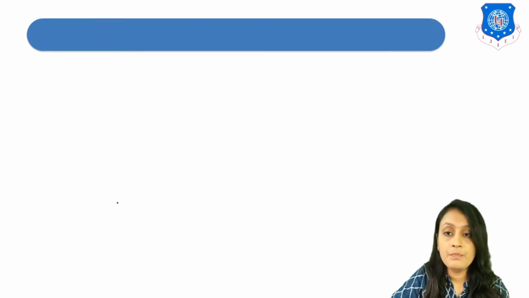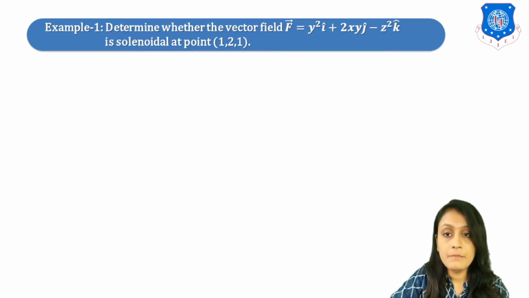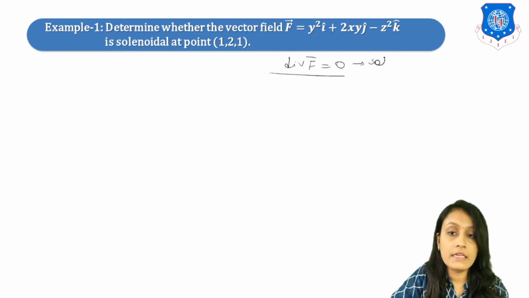Now let's discuss the example. Determine whether the vector field f bar is equal to y square i plus 2xy j minus z square k is solenoidal at point (1, 2, 1). Whenever we are asked to show the vector field is solenoidal, what we have to show is that divergence of this f bar is equal to 0. If we can show this, then we can say that it is solenoidal. So for that we have to find divergence of f.